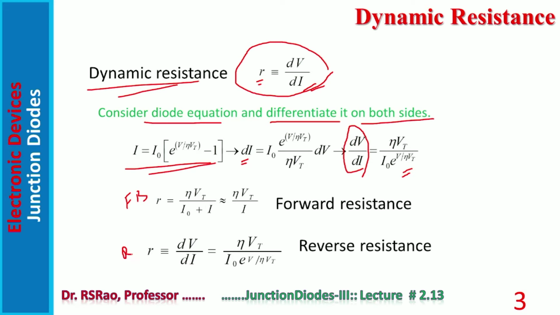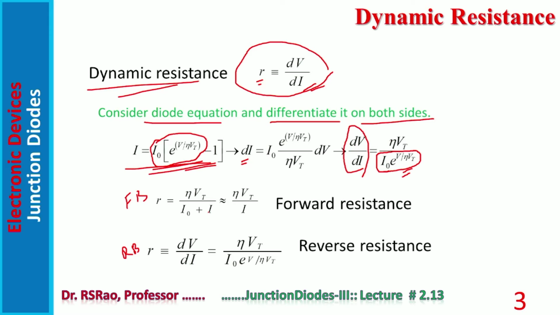Now we consider the forward biased situation. Then we consider the reverse biased situation. Now one can notice I naught e power V by eta Vt. This can be expressed as I plus I naught from this equation. This is I naught e power V by eta Vt, and this is equal to I plus I naught. So R equals eta Vt by I naught plus I in general.